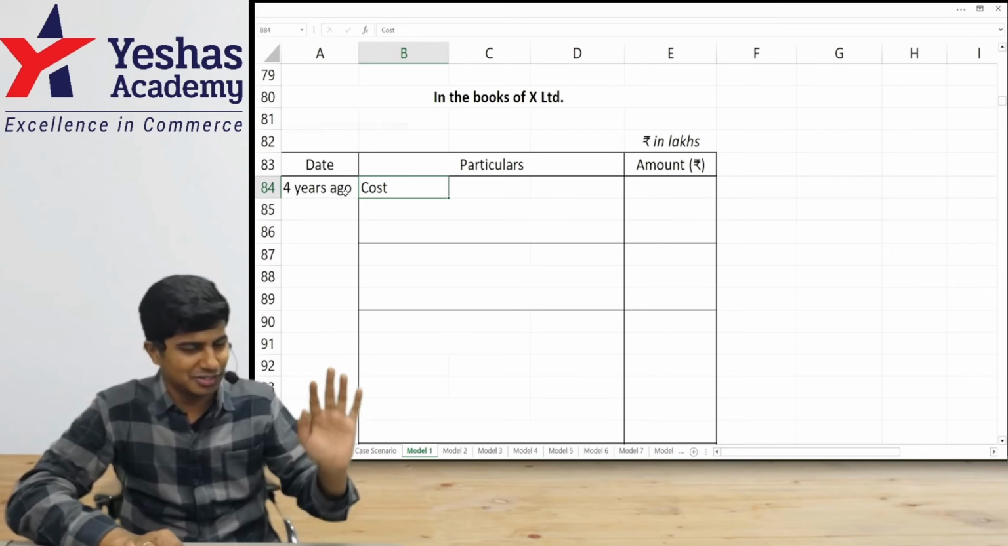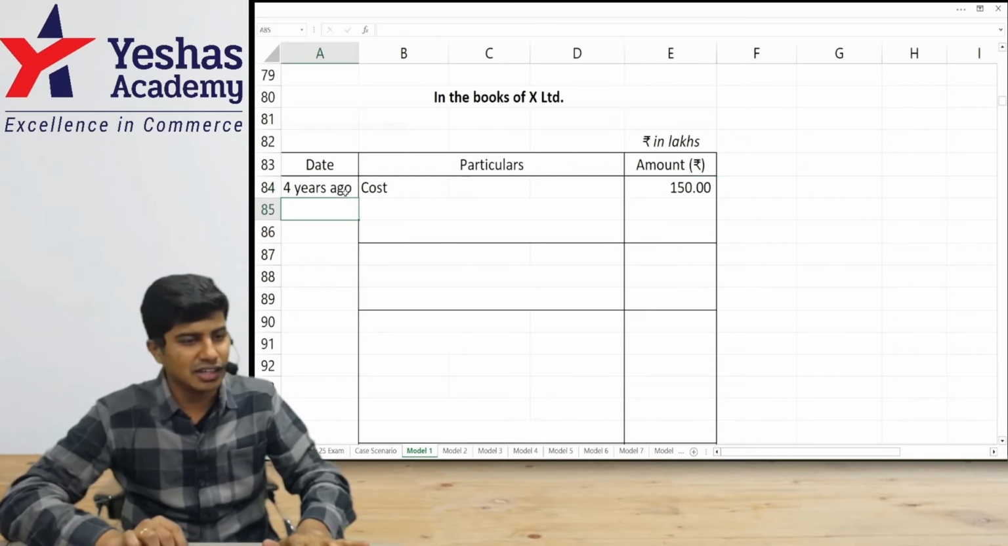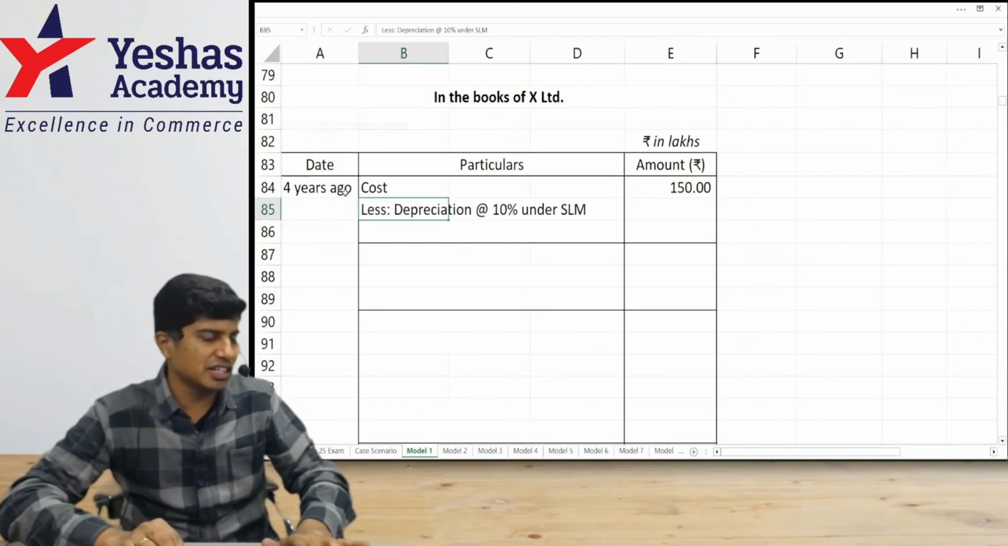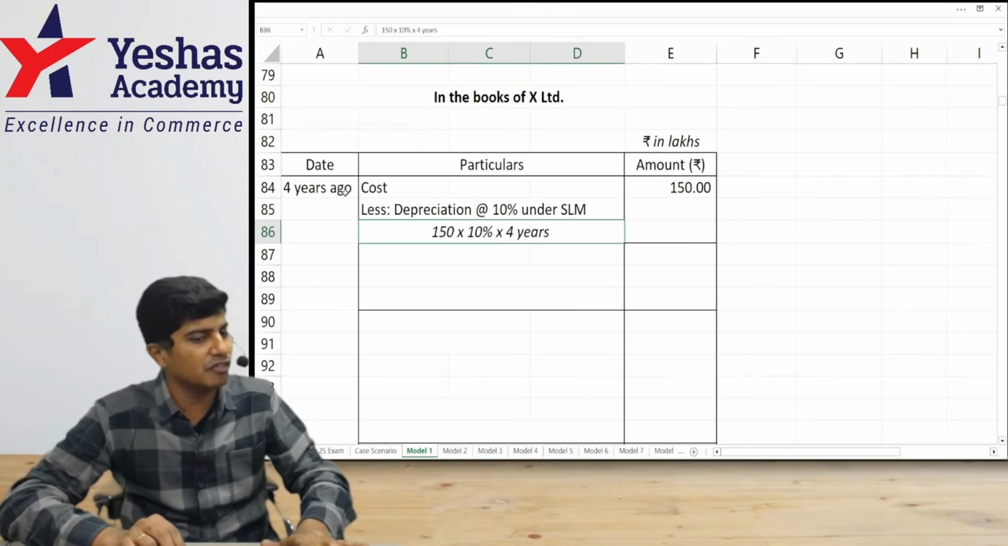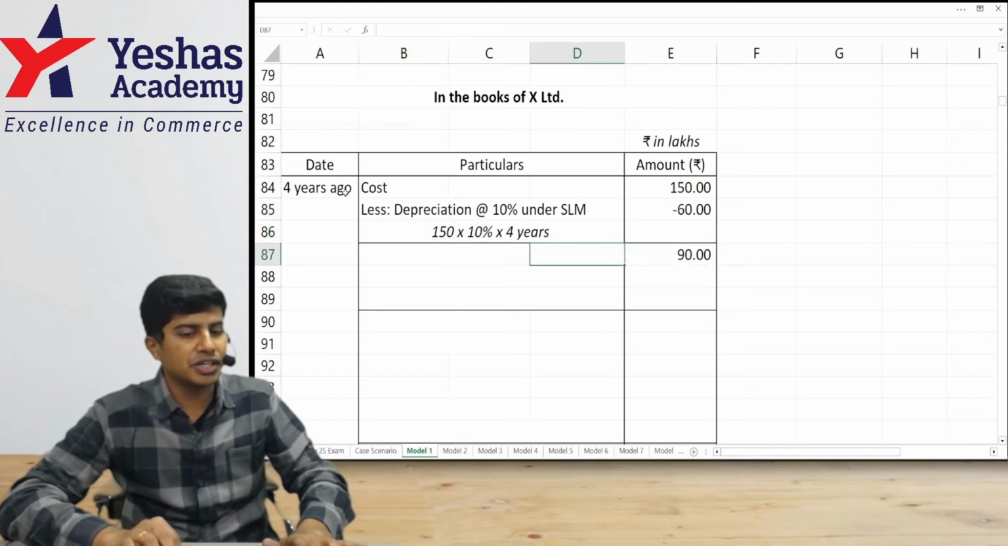The cost of the asset 4 years ago was 150 lakhs. Now we'll deduct depreciation at 10% for 4 years. 150 lakh into 10% into 4 years, it comes to 60. If I depreciate it, it will come to 90. This is the written down value.